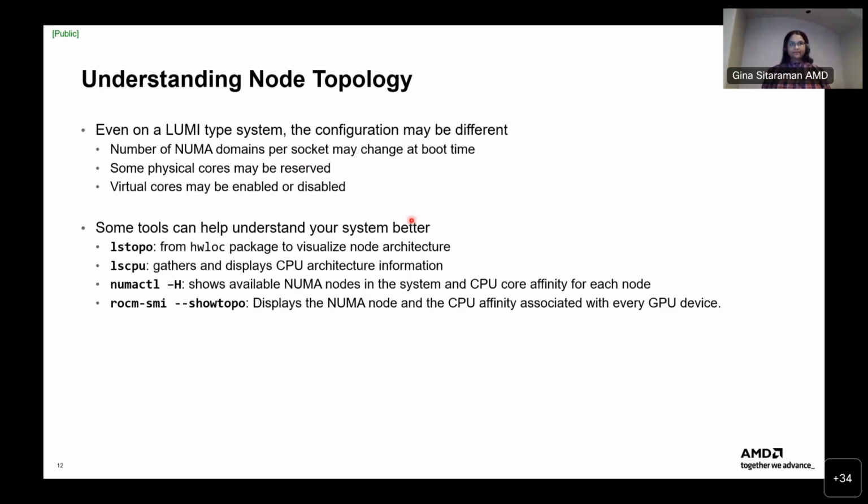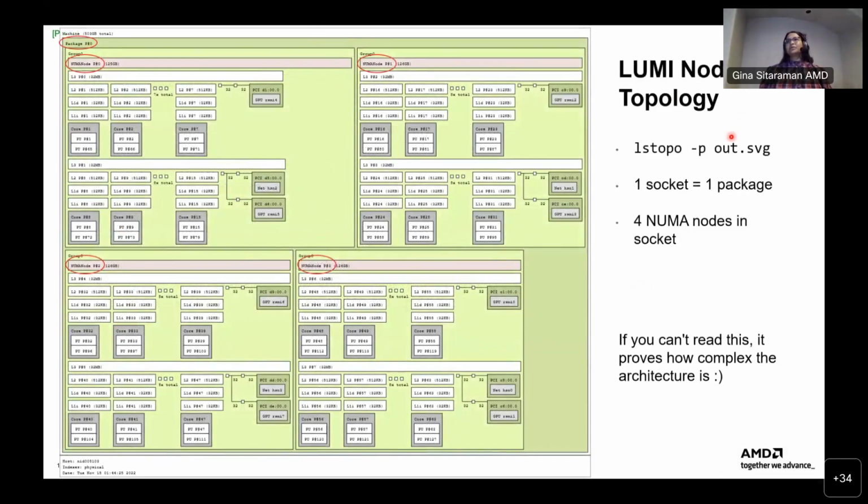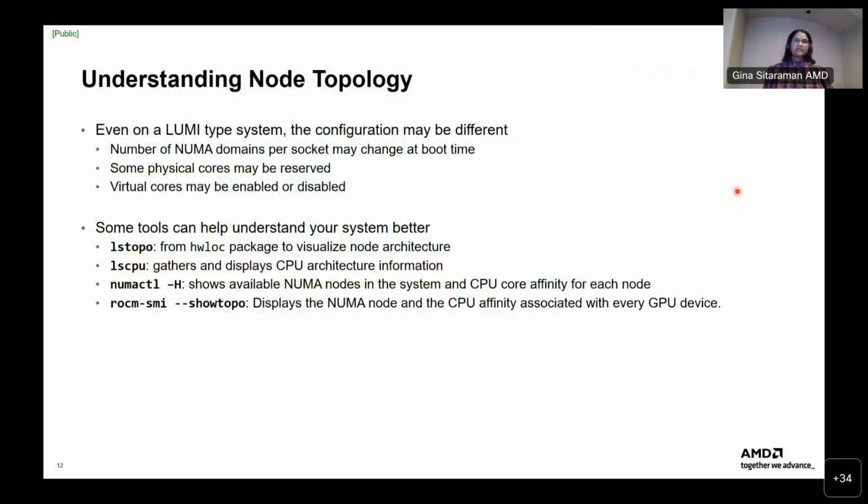On any system, these things are going to be different. So how do you know what you have? There are different tools, and we're going to take a look at each one of these more closely. Let's go to the first one, lstopo. It comes from the hwloc package, and that helps us visualize the node architecture. To get more details about the CPU, we use lscpu. numactl -H shows the NUMA configuration on your node and what CPU cores are in each NUMA domain. And to understand the affinity for GPUs and NUMA domains, you can obtain that using rocm-smi --showtopo.